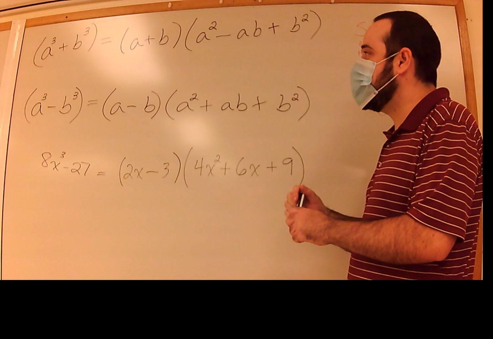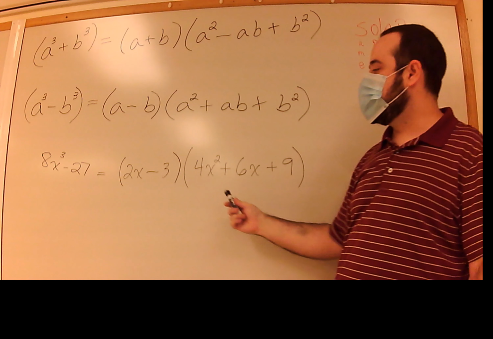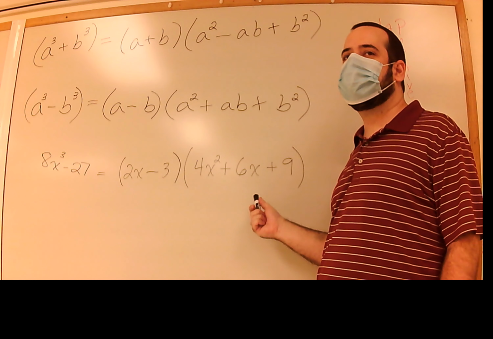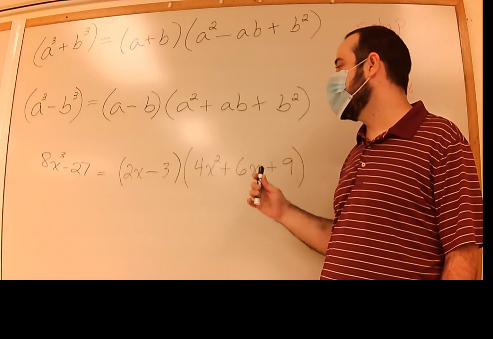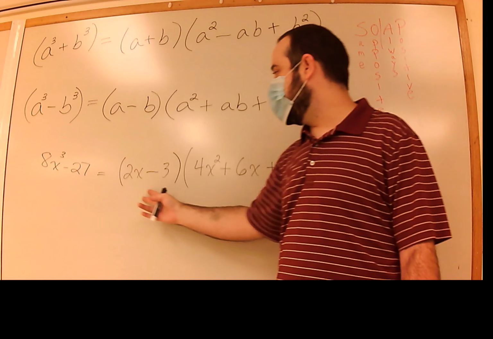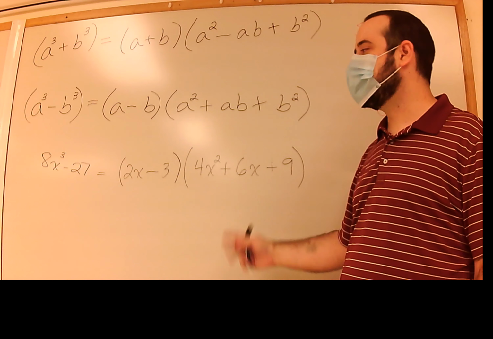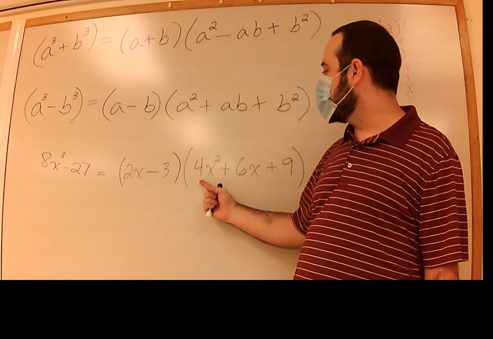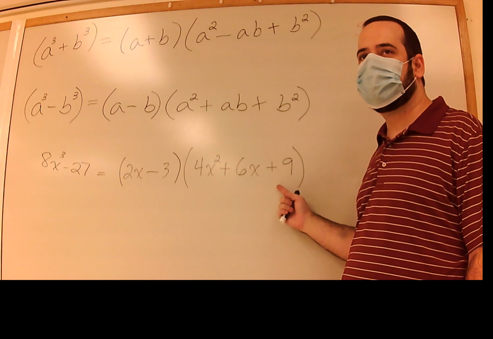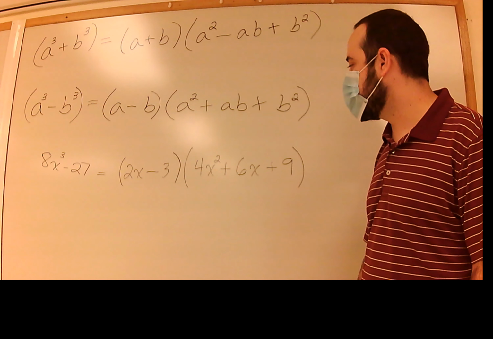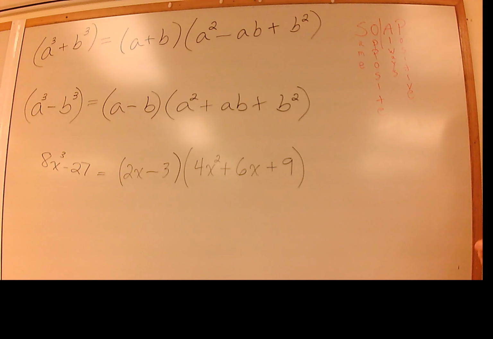Something that's really nice about these two patterns is that whatever you end up with here, it won't factor again. You don't have to check it. Once you get it from here to here, you're finished factoring. This always looks really tempting, like maybe I should check that to see if it'll factor again. It won't. You don't have to spend any time checking that. Questions on those?